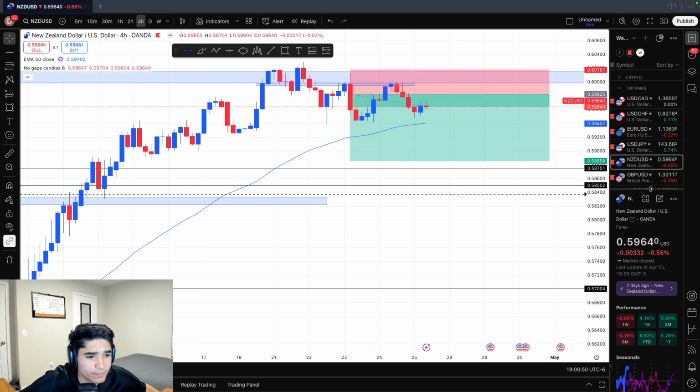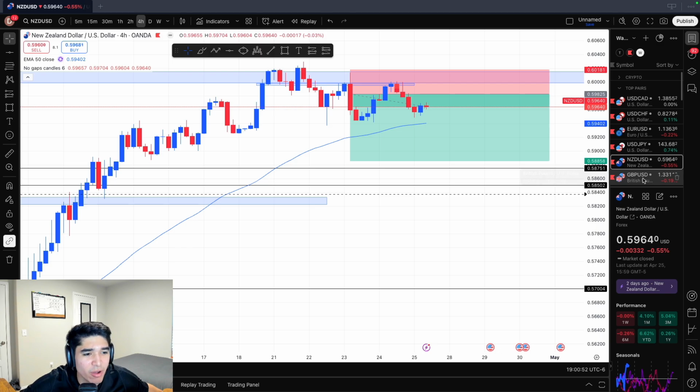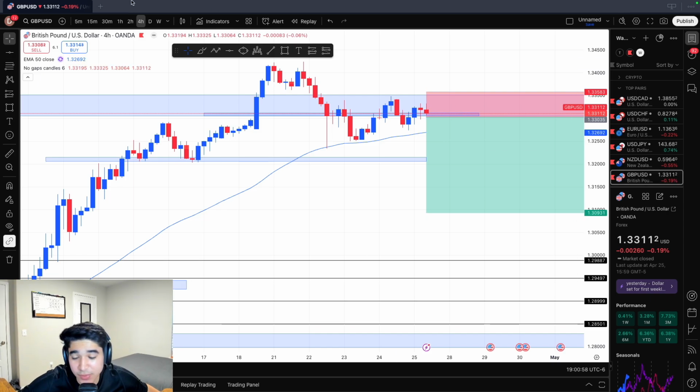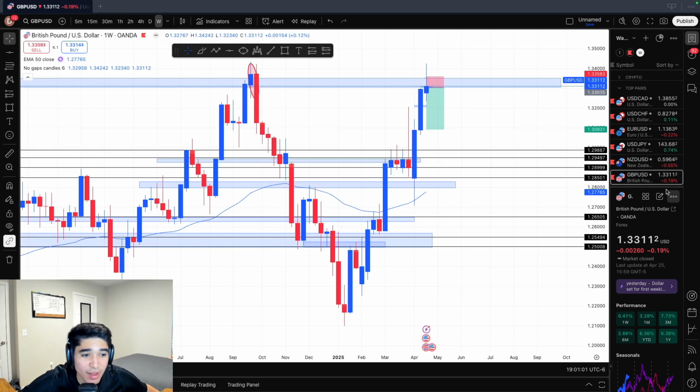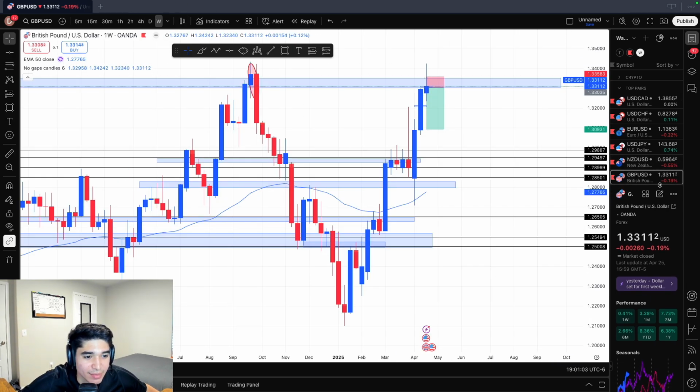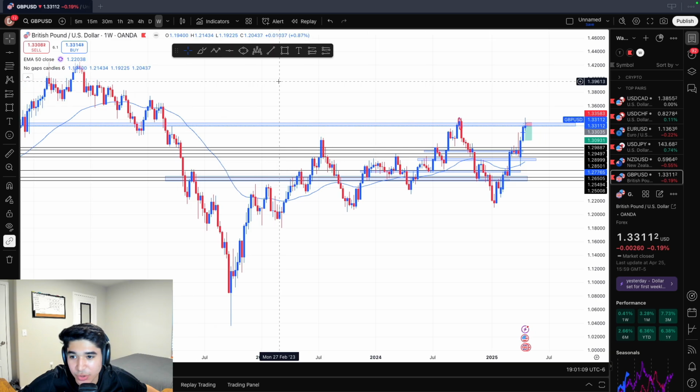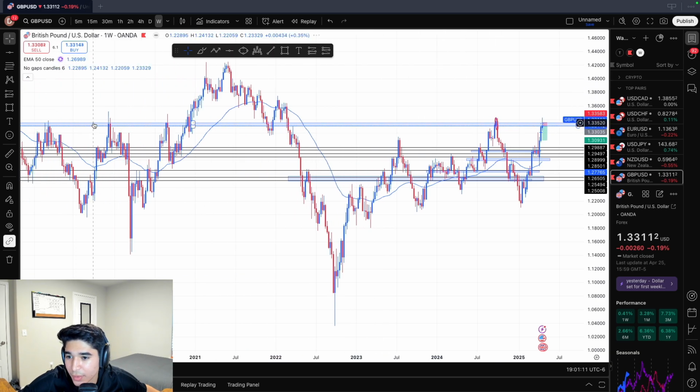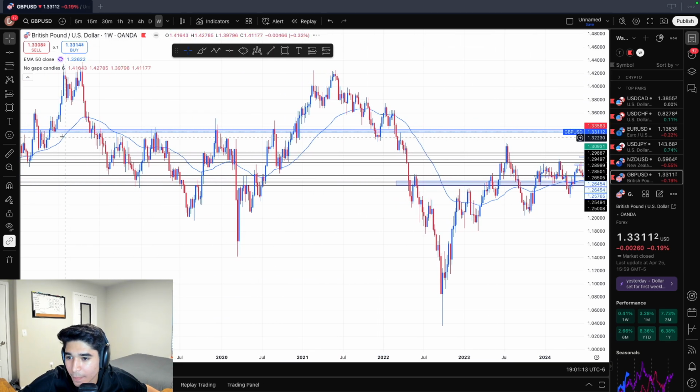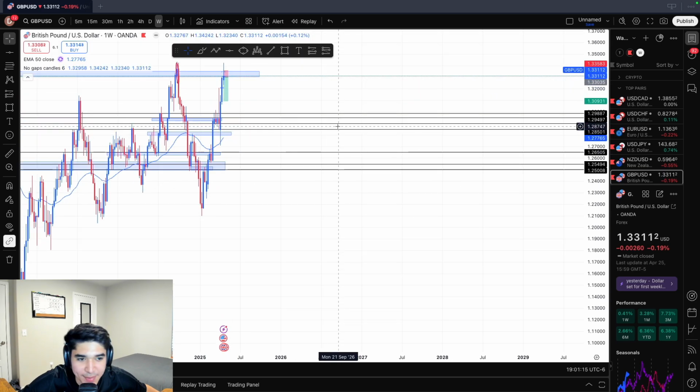Now, next one, it's gonna be GBP USD. All of them have been USD. I know, but they're just good setups for USD. But I have a couple more that I added that are not USD. Okay, GBP USD. Weekly doesn't matter, but we are on a support and resistance on the weekly, as you can see. Very well respected in the past.